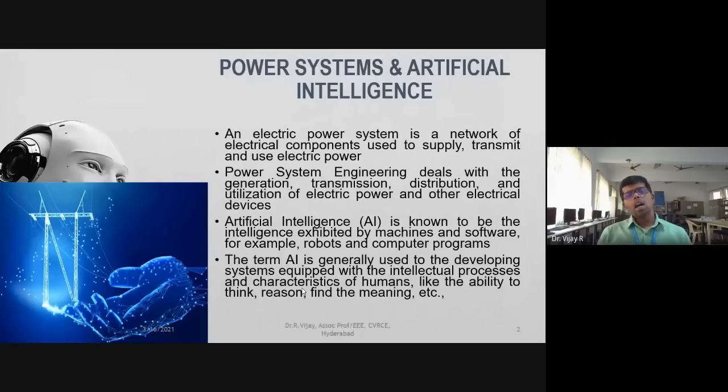So how is artificial intelligence playing a vital role? Nowadays everything is artificial intelligence only. Artificial intelligence is the intelligence exhibited by machines and software, for example robots and computer programs. A very good example of artificial intelligence is Google Maps, which day by day we are using.